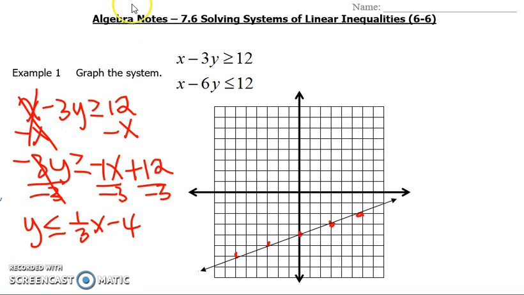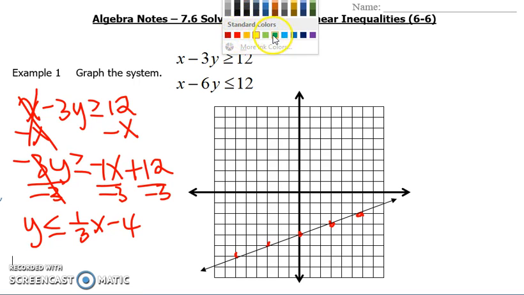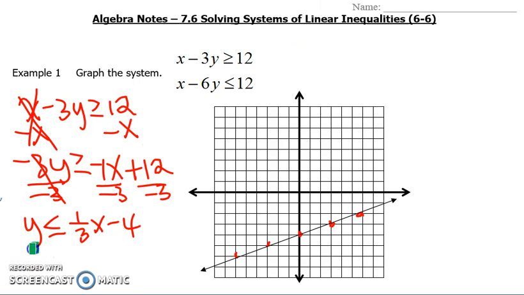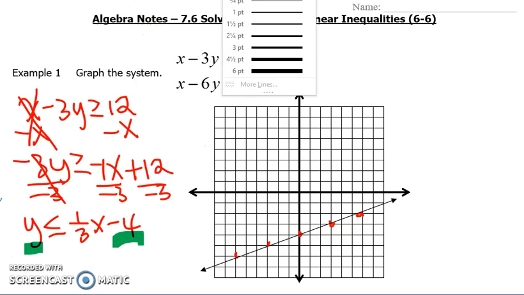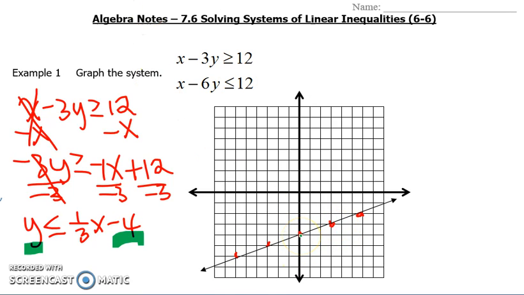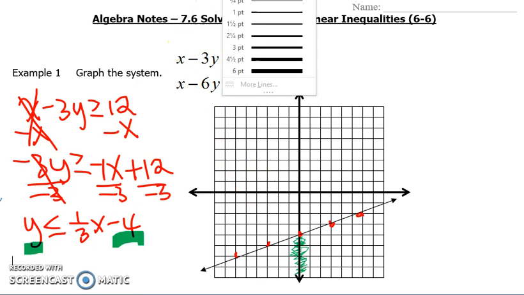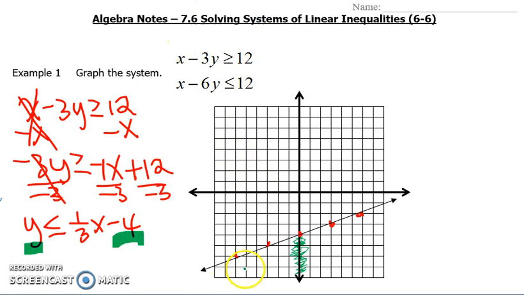So the way we shade an inequality is we can use a shortcut. We can get the y, then the sign, and the y-intercept. So it's less than, so we're going to do the less than part. Right here, negative 4, less than is this way. So we're going to go ahead and shade this part.